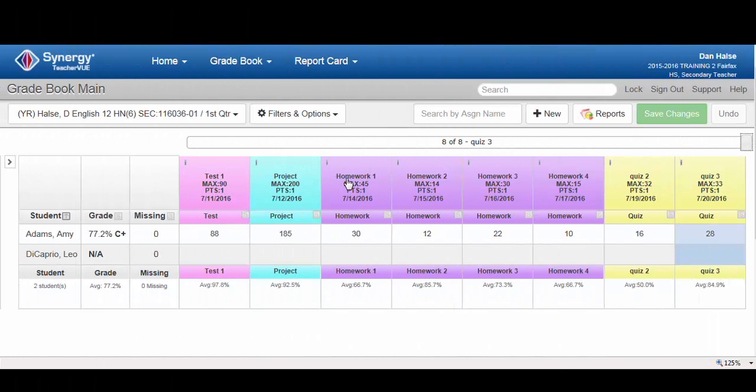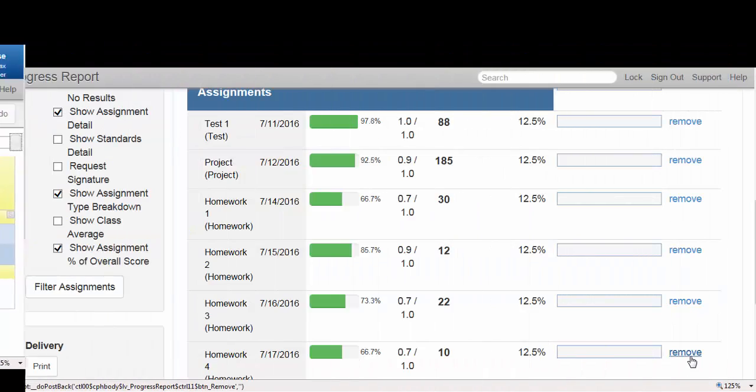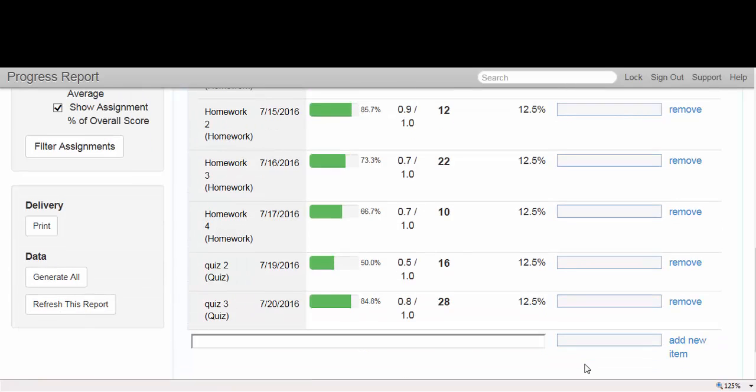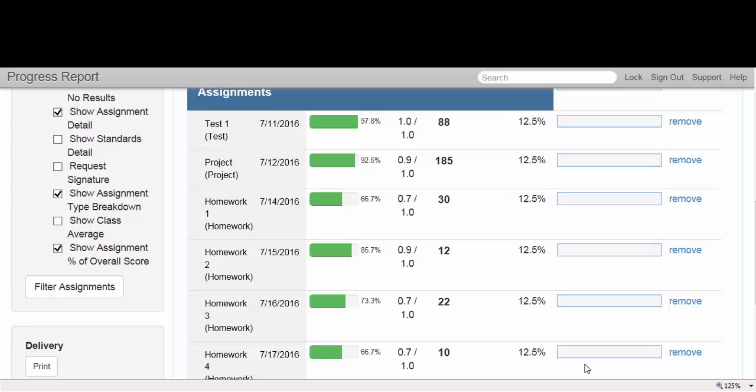This teacher has 8 assignments, each with a different max score. The points for each individual assignment are the same. Because all of the points are the same, each individual assignment counts the same towards the grade. This means that the test carries equal weight, 12.5%, towards the total grade as the project, 1 homework, or 1 quiz. They are all equally contributing to the grade.